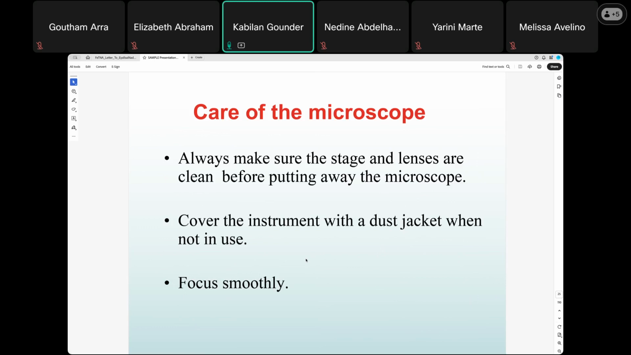Also, when you observe your samples, the focus is very, very important. So always gently adjust the focus. You have two different types of focus knobs in the light microscope: one is coarse, the other is fine. Always work first with the coarse focus, so that you adjust the distance between the objective lens and the stage and set the right distance to view clear images.